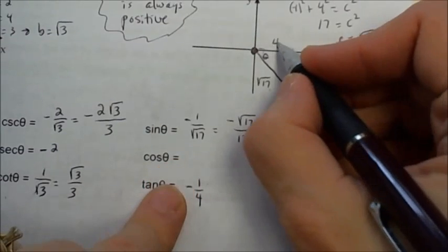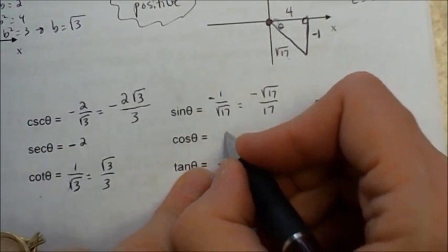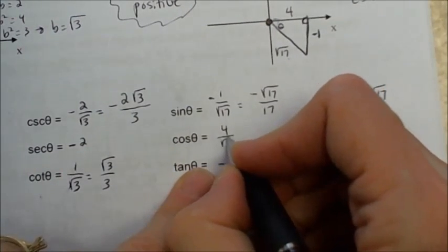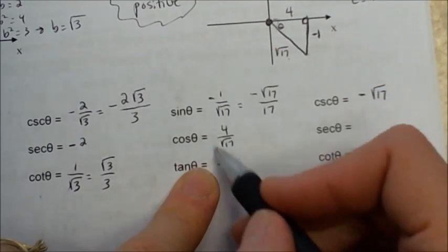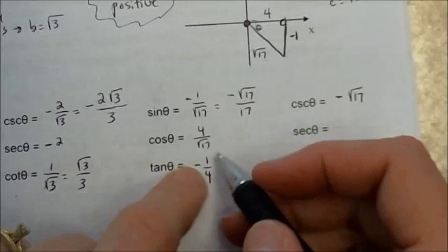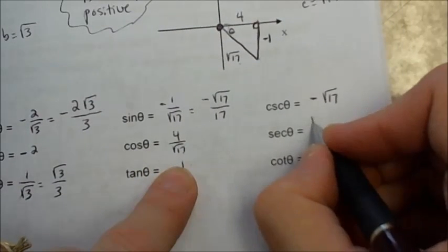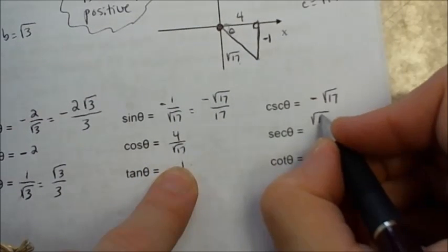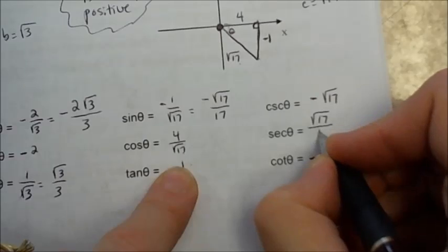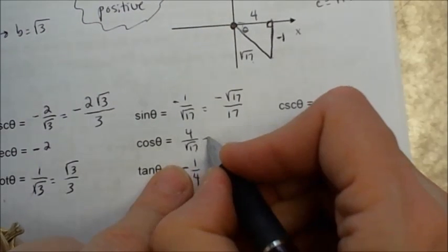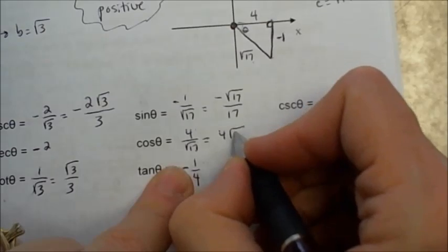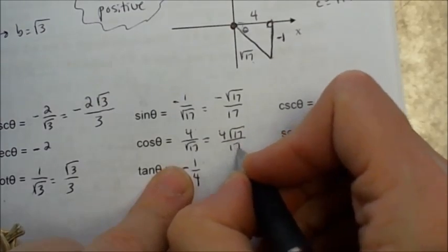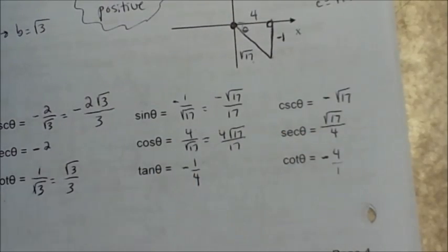The cosine is the adjacent over hypotenuse, so it's 4 over the square root of 17. Notice that it's positive. All Students Take Chemistry says cosine is positive in quadrant 4. Well, let's flip that upside down right now so we can save ourselves some work. Square root of 17 over 4. But now we're going to multiply that by the square root of 17 over the square root of 17. So we're calling that 4 square root of 17 over 17. Now we're all done with that problem.